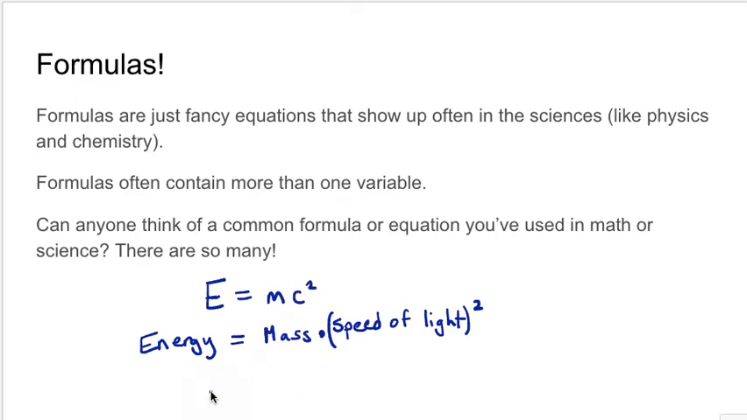That gives you the energy of that particular object, depending on the size of the object, right? That's where the mass comes in. So the energy produced by an object is given by this formula, which is kind of cool. But you can manipulate this formula in various different ways. We'll take a look at how to do that.